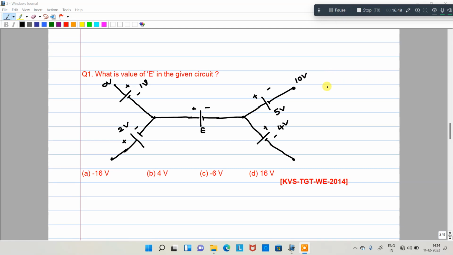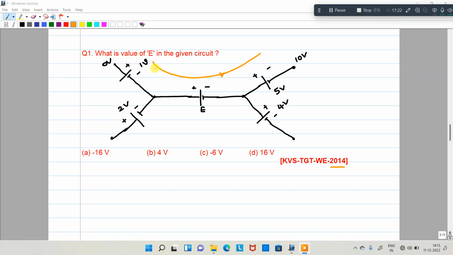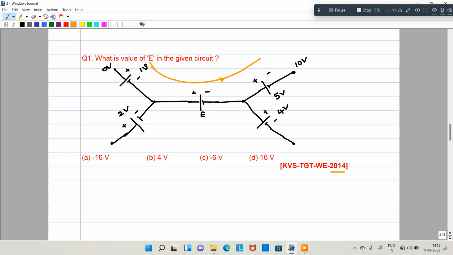From the examination point of view, let us see a few questions from the 2014 Work Experience Teacher question paper. One question: what is the value of E in the given circuit? Looking at the diagram, you need to find E. I will apply KVL to the outer loop. This is the outer loop I have. See here the current directions. This is the clockwise direction I assumed.